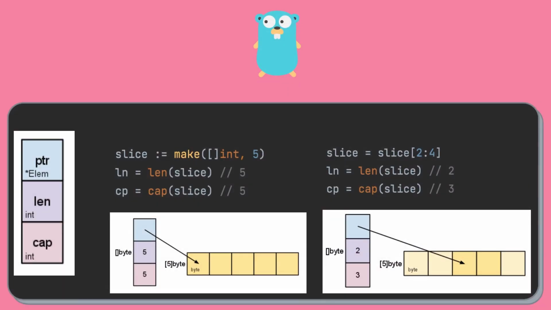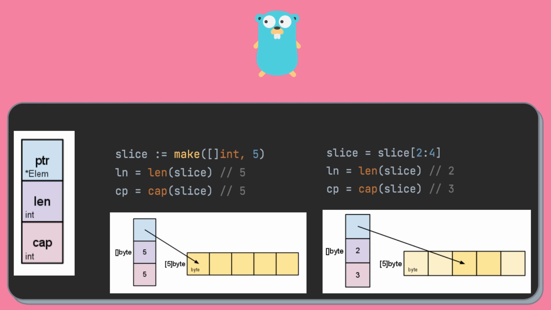Let's look at how slices look under the hood. A slice is like a subarray of an array that stores the pointer to the first element of the subarray, the length of the subarray, and the length of the array from the first element of the subarray. The leftmost picture shows the information that is encapsulated inside a slice.